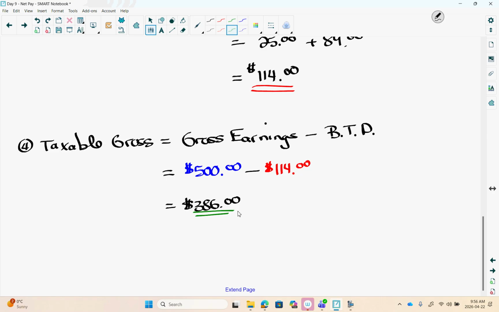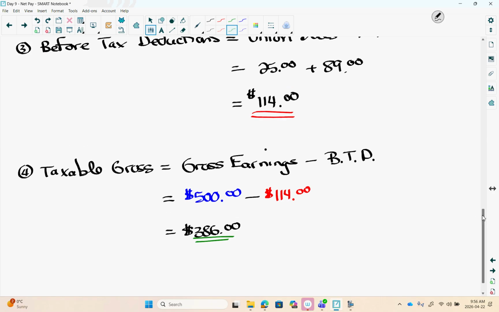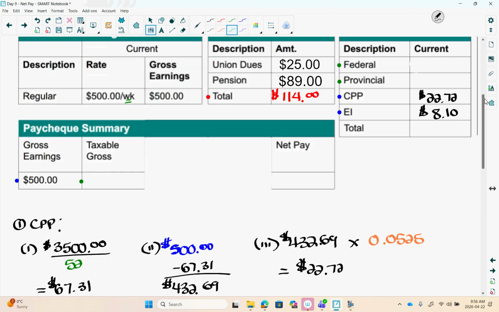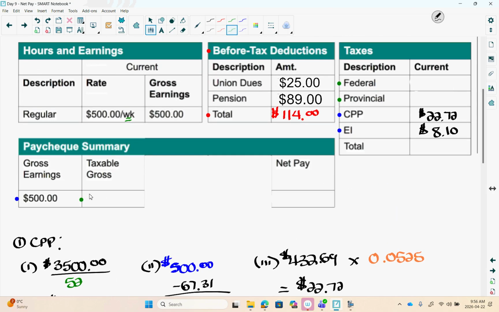Okay, federal and provincial tax deductions, that's more money that the government takes off your gross earnings, and it's to contribute to healthcare, education, roads, infrastructure, a host of social programs. So the 386, I'm going to fill that in this box right here. So we're getting there. Eventually, I'm working my way to the net pay. In order to get the net pay, I have to figure out these two amounts.